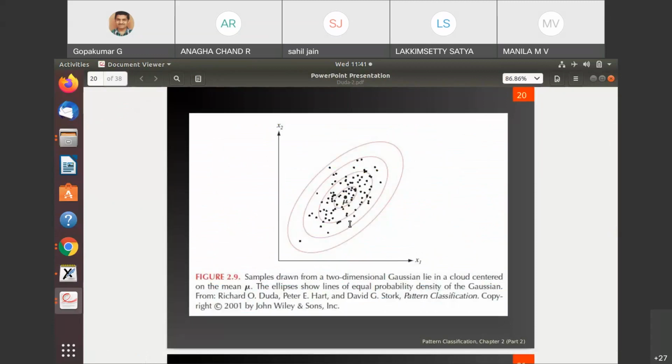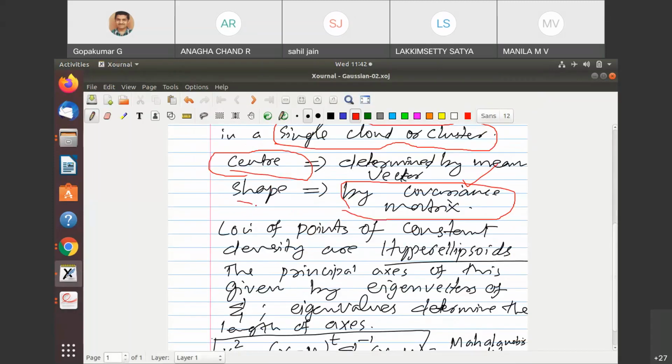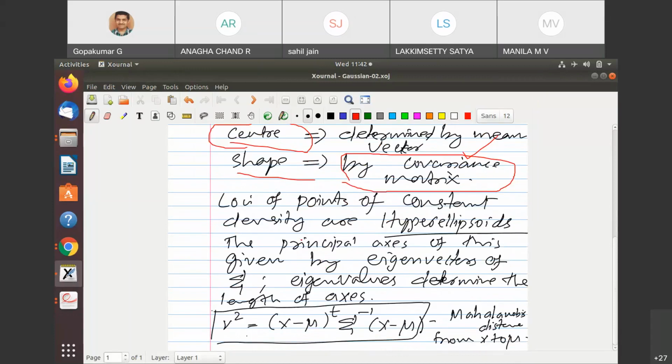I think you might have studied the ellipse during your geometry classes, where we usually talk about two axes. But if you extend this ellipse into multi-dimensional space, we call it a hyperellipsoid. Because we are dealing with d dimensions, we generally have a hyperellipsoid. The center and shape are determined by these, and the locus of points of constant density forms a hyperellipsoid.